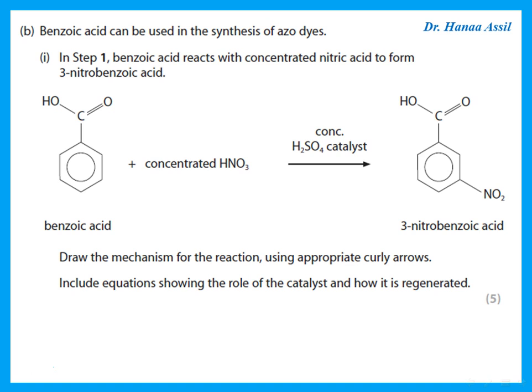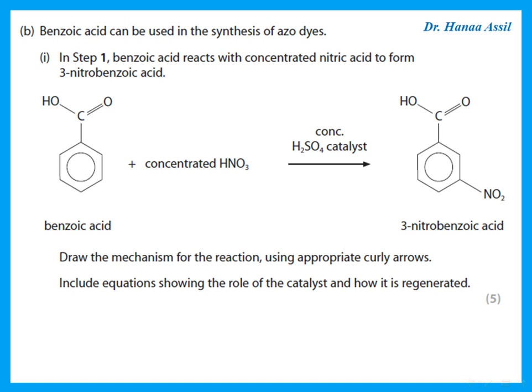Benzoic acid can be used in synthesis of azo dyes. And he's saying I have this equation, so I have this with concentrated nitric acid in the presence of concentrated sulfuric acid to put a nitro group on the benzoic acid. Draw the mechanism for this reaction using appropriate curly arrows. Include equations showing the role of the catalyst.